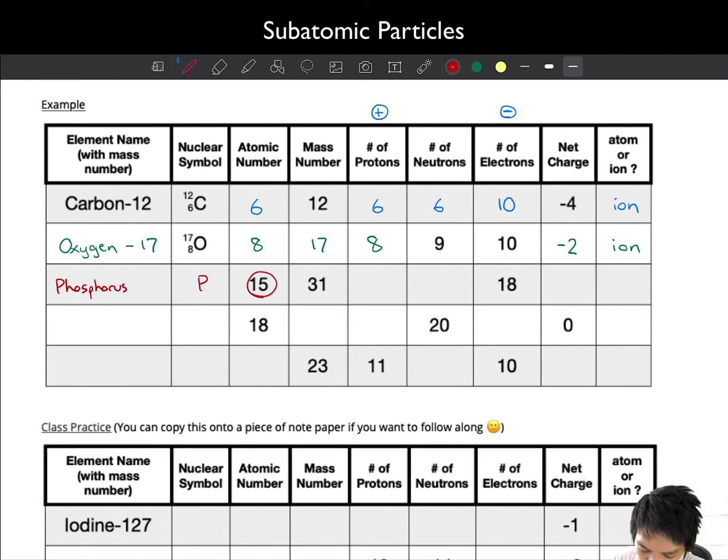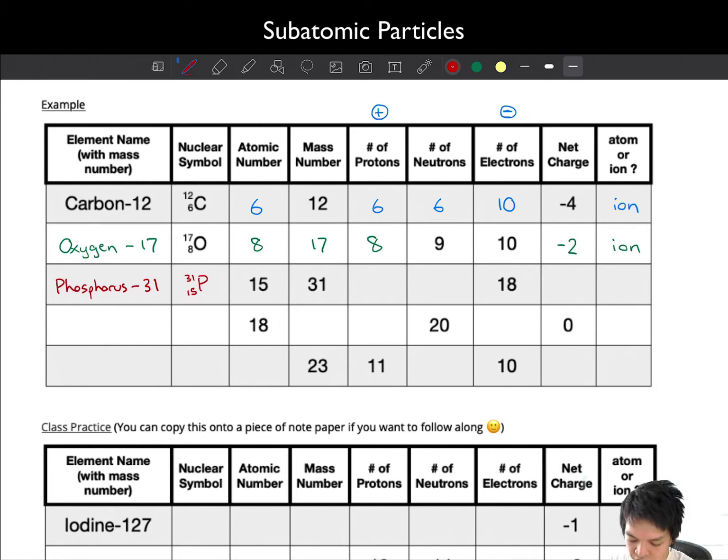We have atomic number and mass number, so we can fill this out. Mass number is 31, and for the nuclear symbol, the atomic number goes on the bottom, the mass number goes on the top, right? So I'm going to put those there.